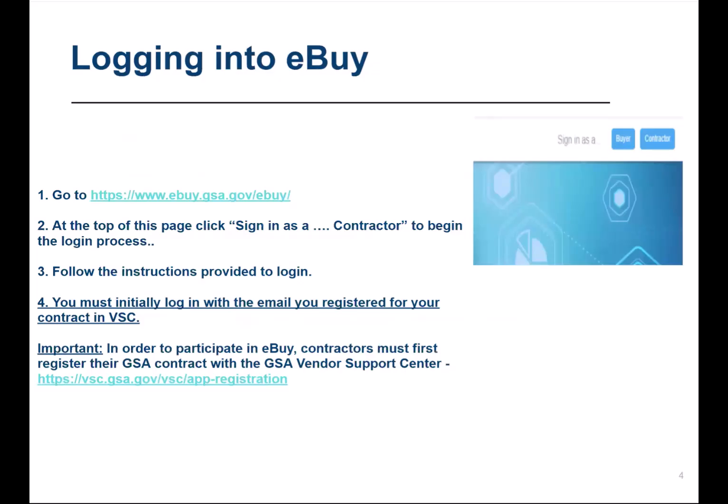Logging into eBuy is simple. You go to ebuy.gsa.gov. You're going to log in as a contractor at the top right-hand side of your screen, and you're going to follow the instructions provided at logon. Reminder, in order to use eBuy, you have got to register your OASIS Plus contract in the VSC. If you don't do that part, you will not be able to log into eBuy to see your contract.